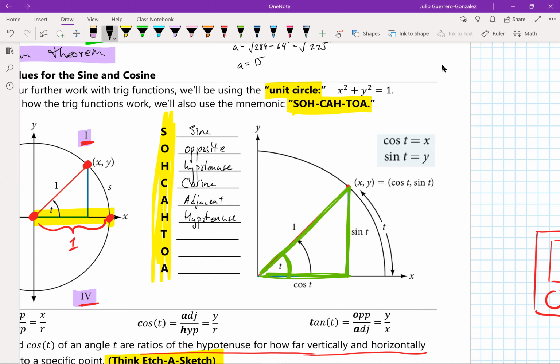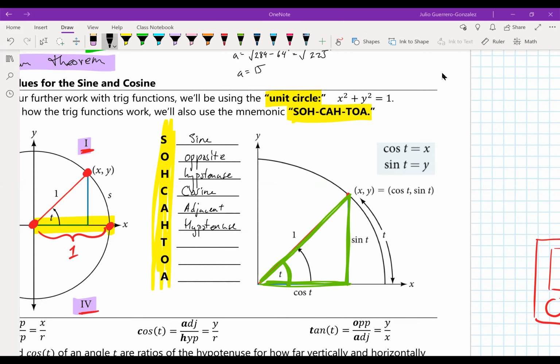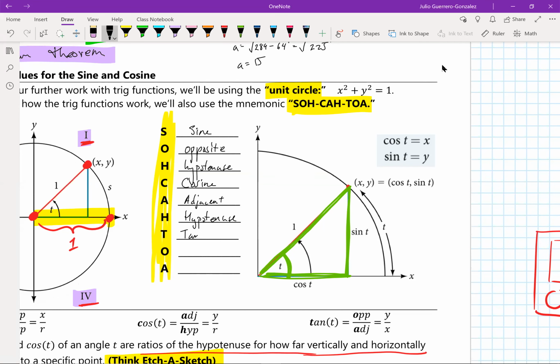And the t, we're not going to get into this one too much yet, but we will. The tangent function is equal to the opposite over adjacent. Okay?